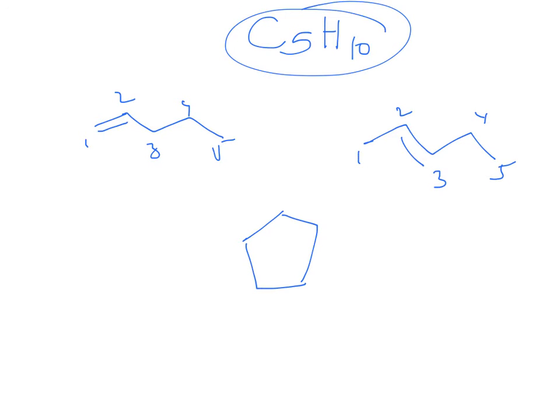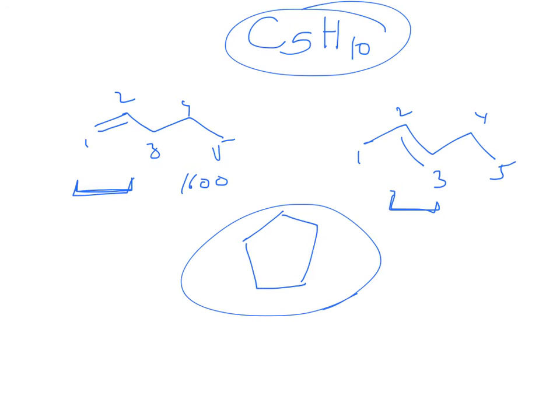You would say, well, in this case, you have a double bond. You have a double bond here too. So both of these are going to show you the 1600. Would the cyclopentane show you the 1600? No. So no 1600 in case of cyclopentane. Let's call it A, B, and C. So 1600 is present here. 1600 is present here. No 1600 present in the cyclopentane.